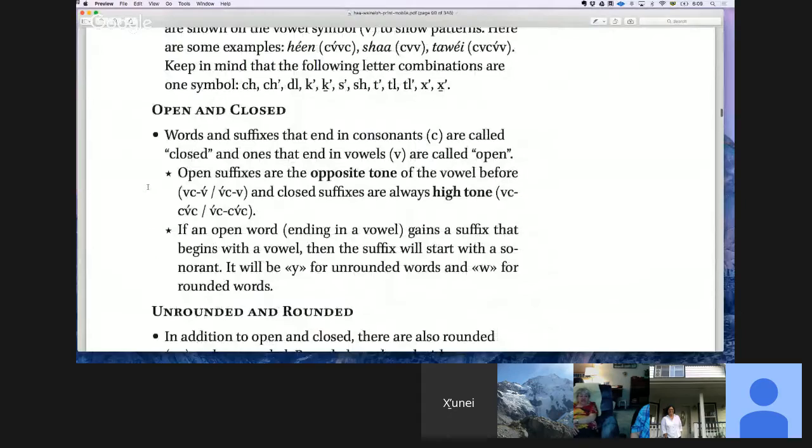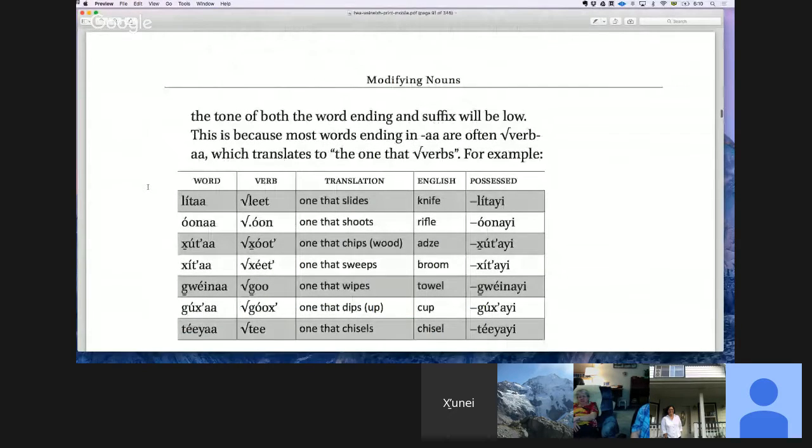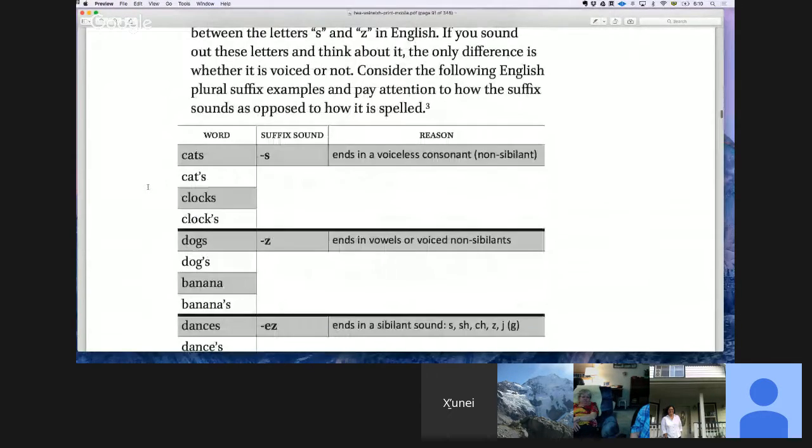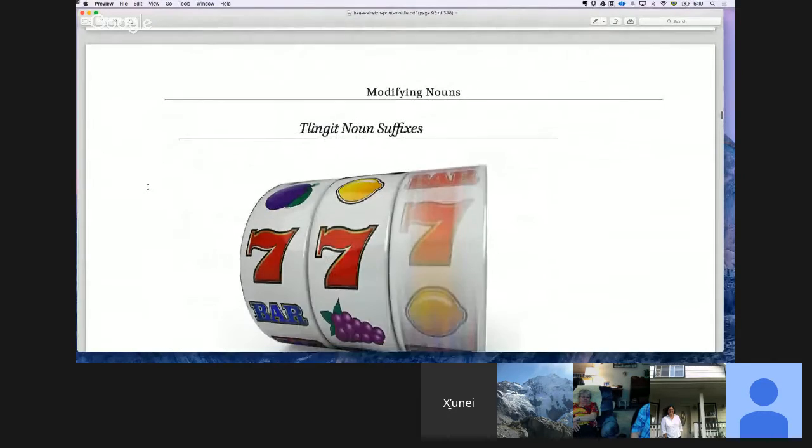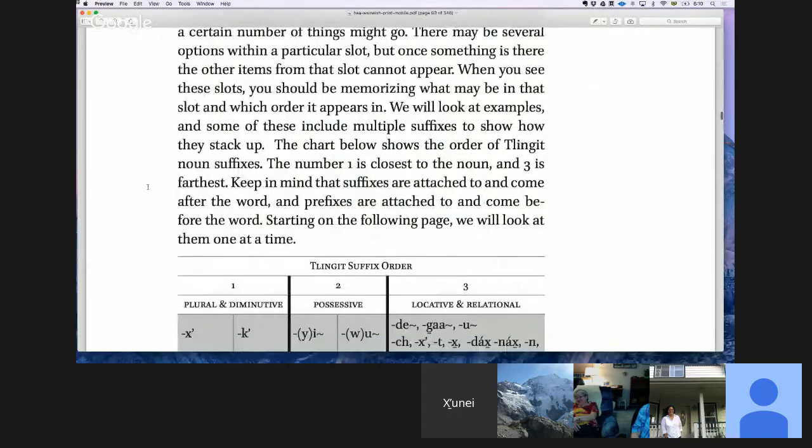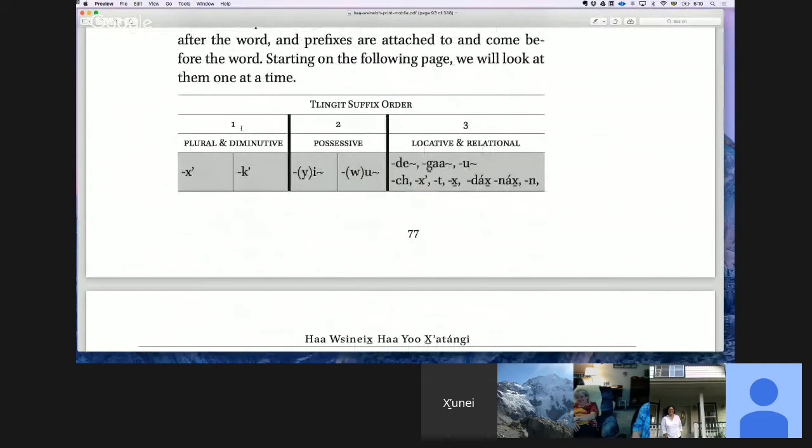Okay, so we've done some of this stuff. We've talked about possession. Maybe after the break we'll do a little bit more of that. These rules of suffixes and how they work. Going through, we've got these three orders moving left to right. The first slot is plural and diminutive, and you can only have one or the other. The second slot is the possessive or relational marker, and then the third is what we'll call a locative, or a relational suffix. So you can have up to three of them, but they can only be of these certain categories.